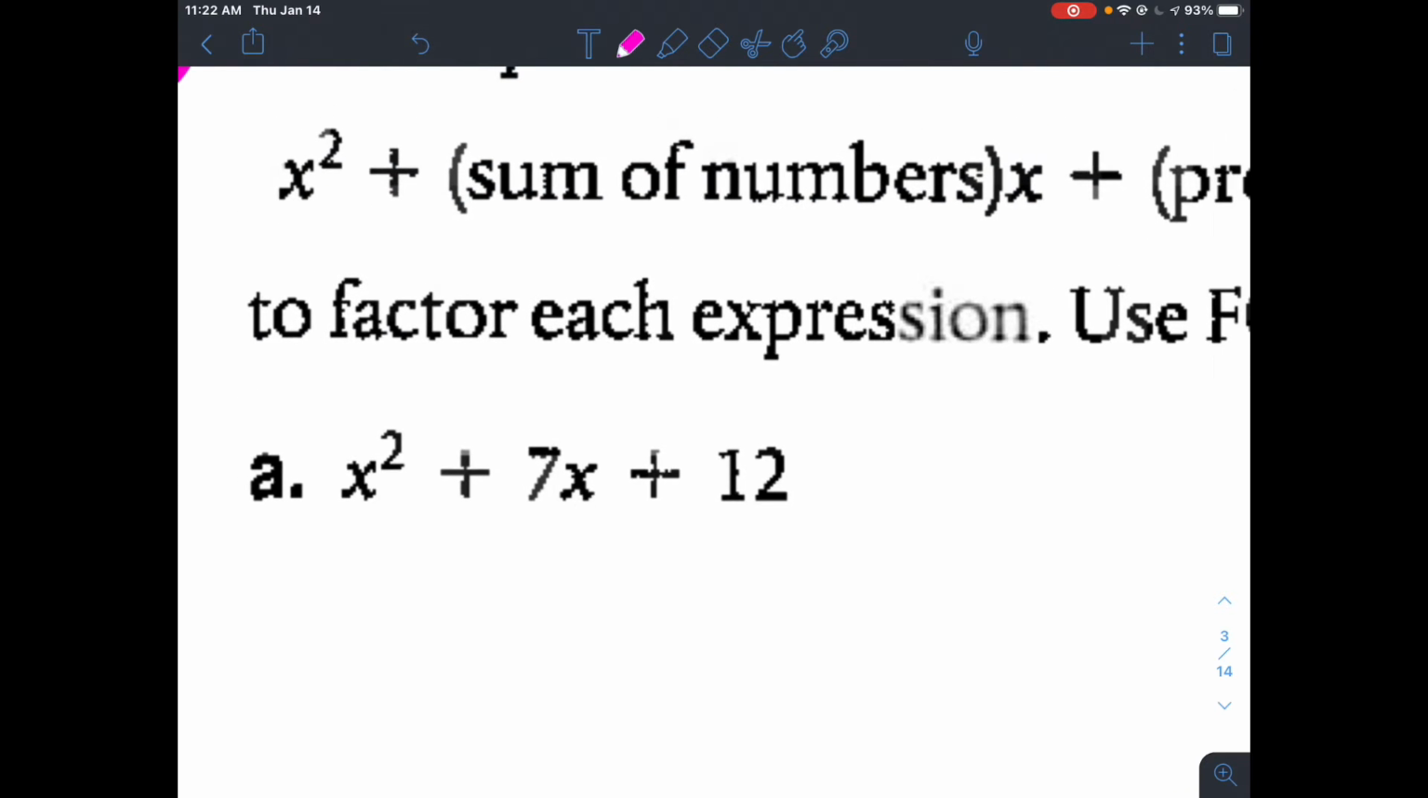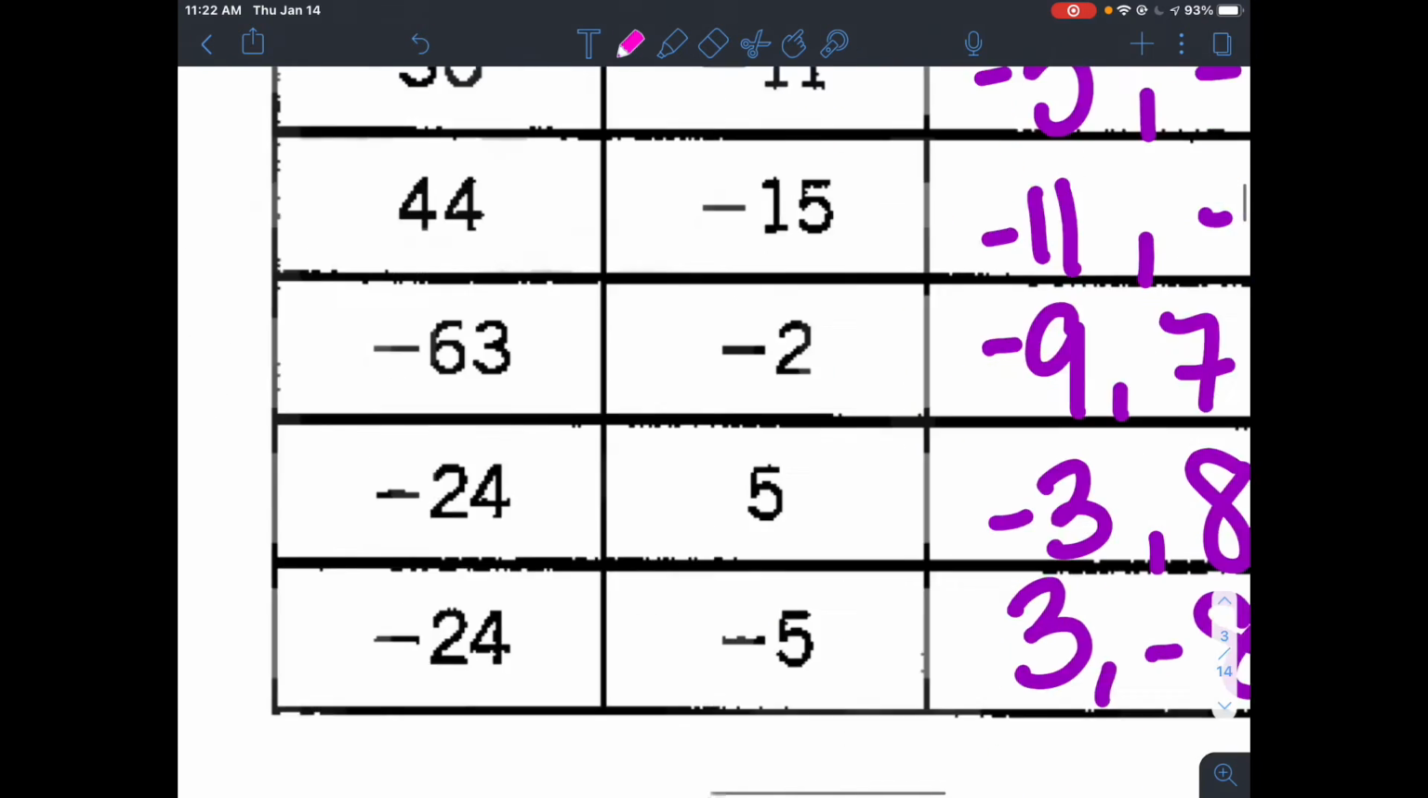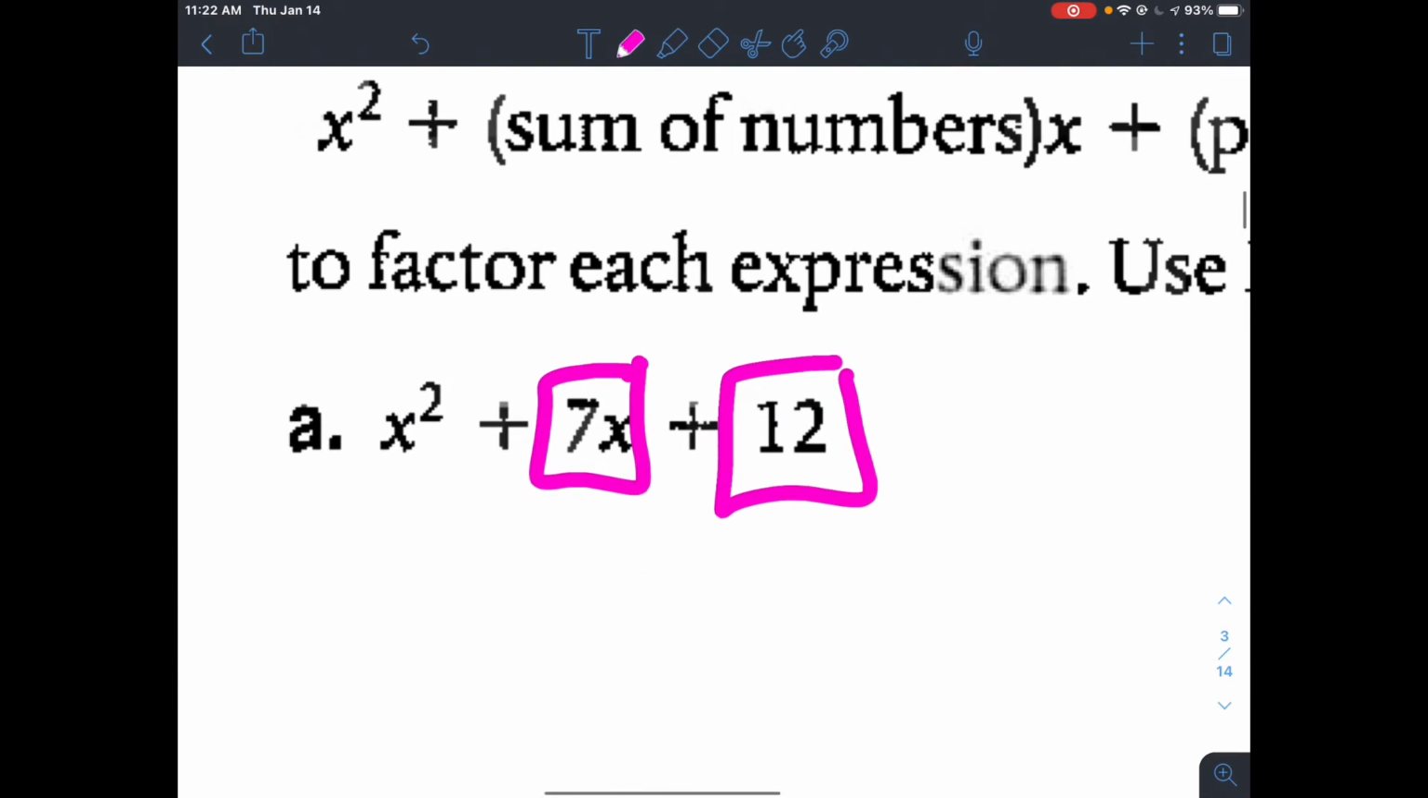Okay, so this needs to be the sum of numbers. This needs to be the product of numbers, just like we did up here. Okay, so it needs to multiply to 12, but add to 7.